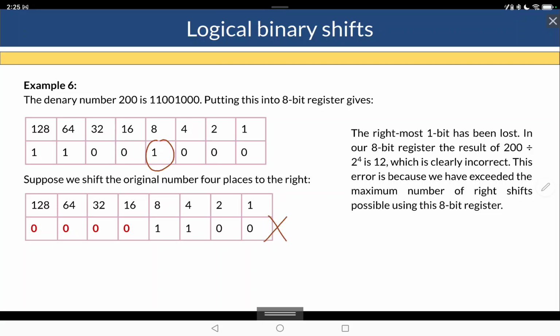So what do we say has happened? We say that we have exceeded the maximum number of right shifts possible using an 8-bit register. If we're using more than an 8-bit register, then it's fine. But using an 8-bit register, we cannot shift 4 places.